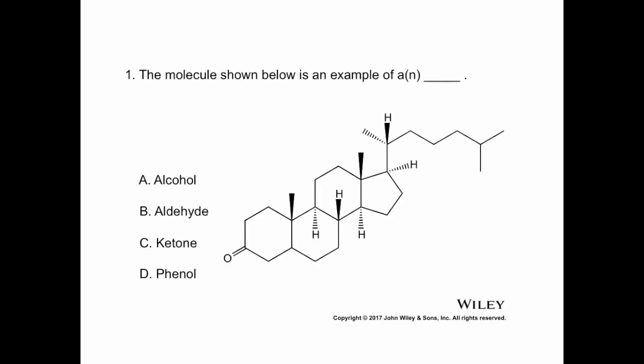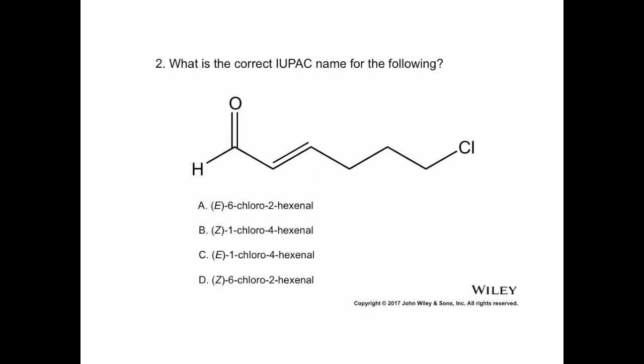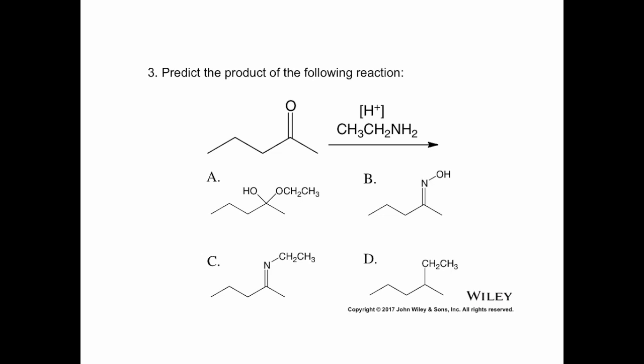Let's wrap this up with some questions. The molecule shown here is an example of what? An alcohol, an aldehyde, a ketone, or a phenol. What is the correct IUPAC name for the following? Notice the double bond in this compound. Is it E-6-chloro-2-hexenal, Z-1-chloro-4-hexenal, E-1-chloro-4-hexenal, or Z-6-chloro-2-hexenal?